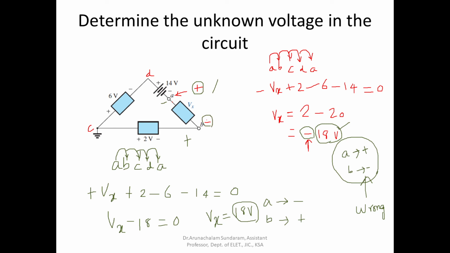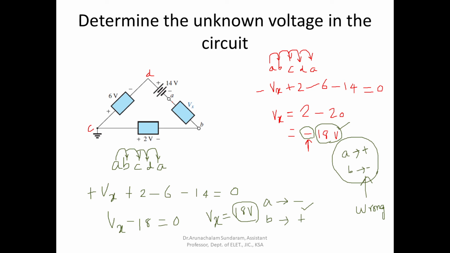This assumption is wrong. And if you make the correct assumption, your answer will be 18 and it will be positive. So what you have to understand is, if they don't give you the polarity, you can assume the polarity. If your assumption is correct, you will get a positive answer. If your assumption is wrong, you will get a negative answer. So a negative answer means the assumption that A is positive and B is negative was wrong.